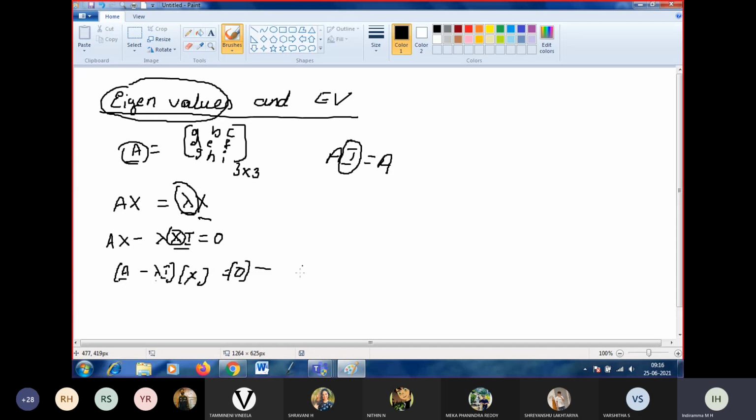If you solve this, you will get 3 equations if it is of order 3, and 2 equations if the square matrix is of order 2. I is the identity matrix of the same order as that of A. If A is a third order matrix, take the identity matrix of order 3; if A is second order, take I as the identity matrix of order 2. So you will get homogeneous equations, 3 equations if the square matrix is of order 3.